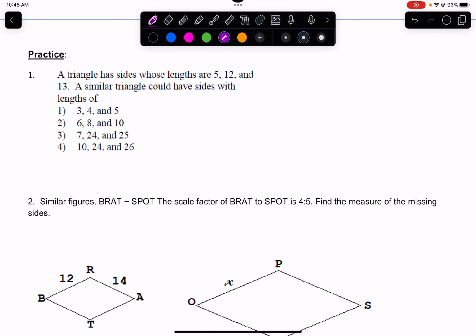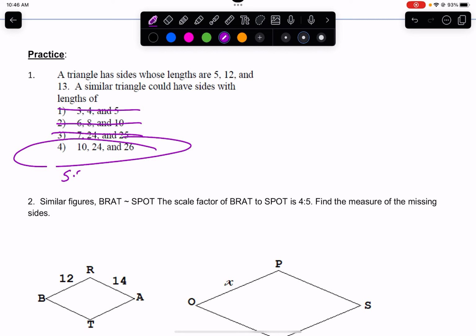A triangle has sides whose lengths are 5, 12, and 13. A similar triangle could have side lengths of what? So remember, for similar triangles you would multiply by a scale factor. So your sides would have to be multiples of 5, 12, and 13. So we couldn't have 3, 4, and 5. Let's see. 6, 8, and 10. No. Not 7. We're only going to be left with 4 because if I do 5 times 2, I get 10. I do 12 times 2, I get 24. I do 13 times 2, I get 26.